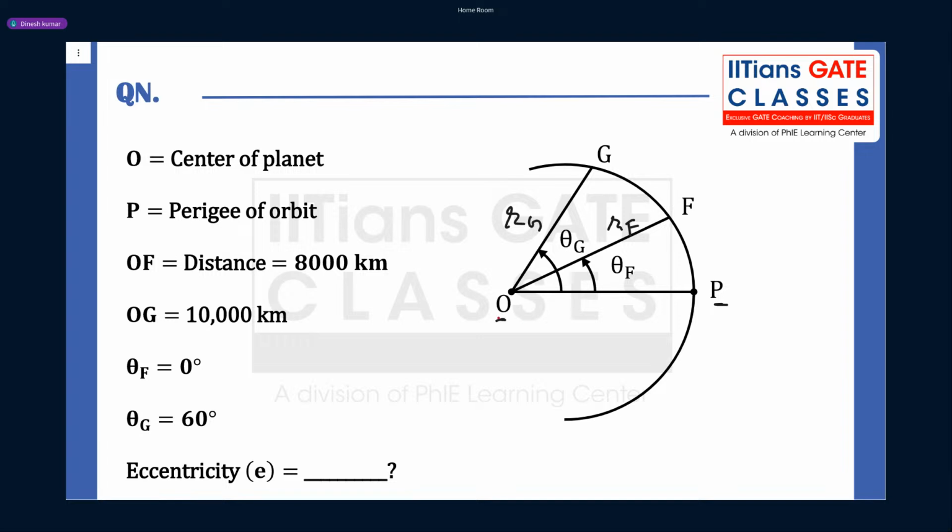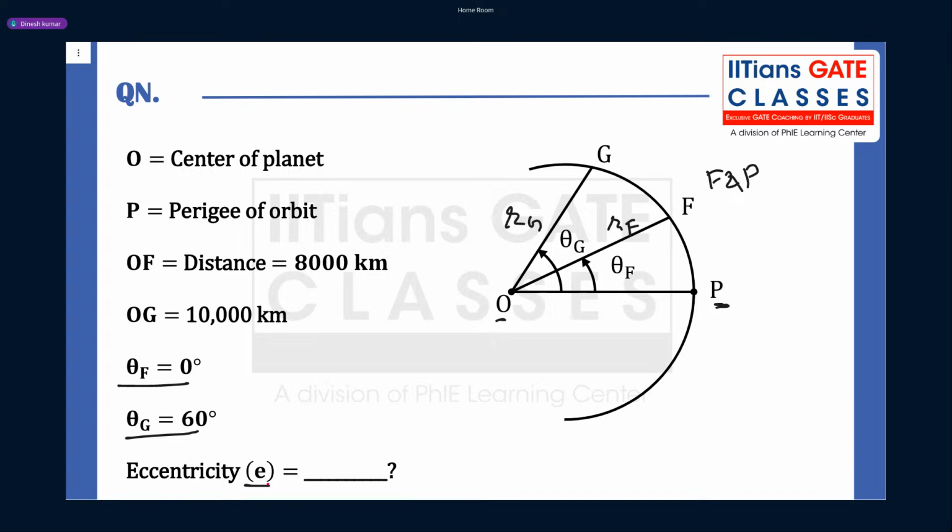Now guys, in the given problem they have given theta F equal to 0 degrees. That means ideally point F and P should coincide. OP is the local horizon, and P is perigee. They have given theta G, which is 60 degrees. So what is asked in this question? Eccentricity e is asked for this orbit, the orbit in which the object is moving.